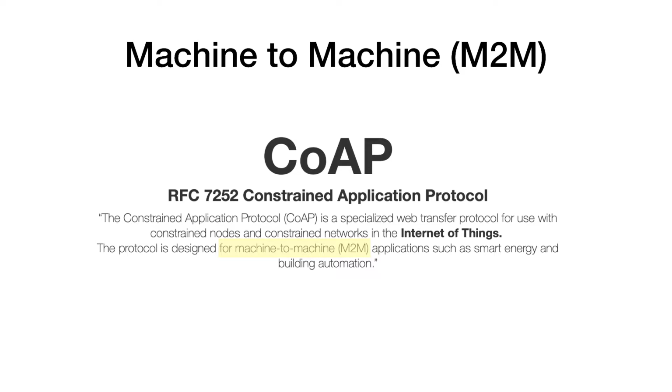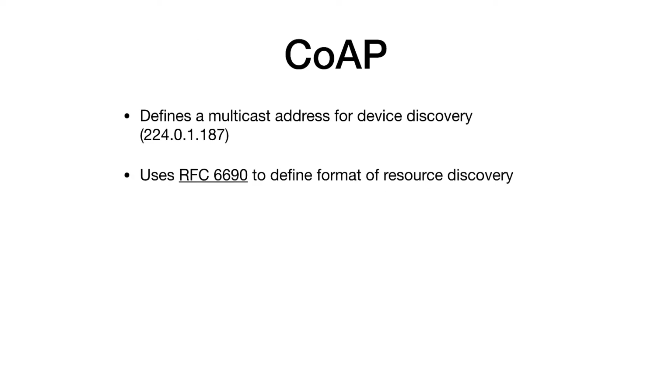It's supposed to be like HTTP in terms of its semantics, so it has the same idea of a put and a get request and client server, and there's a status code that gets returned, and kind of a URL structure to it. But I highlighted here this idea of it's designed for machine-to-machine applications. So let's see what they've done to enable this machine-to-machine applications. So the first thing that they've done is they've defined a multicast address for device discovery. Now in this class we haven't really talked about multicast.